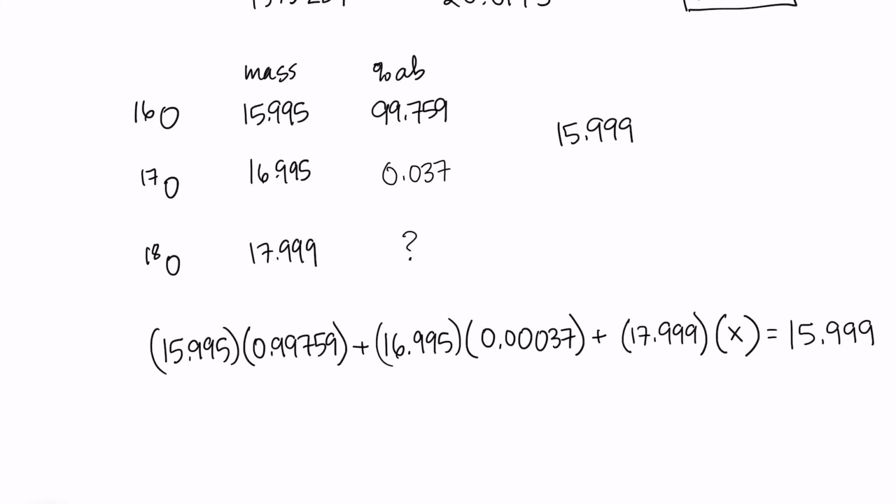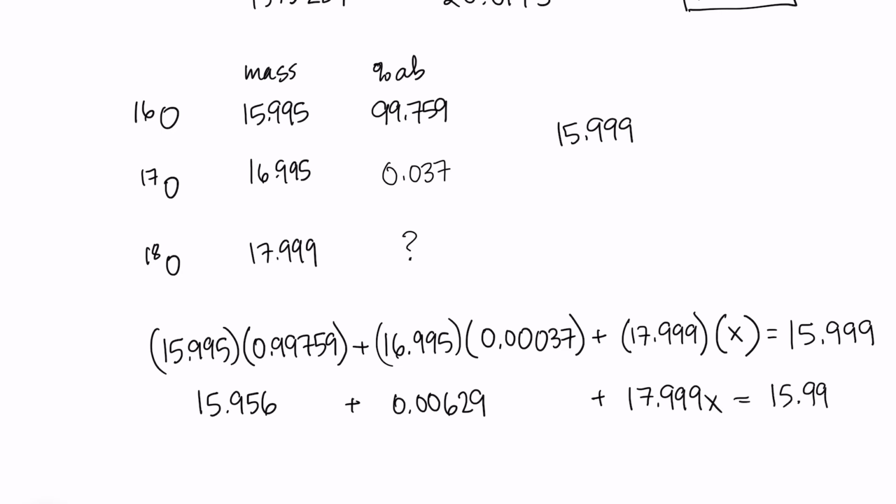So what I'm going to do is calculate these first two, 15.995 times 0.99759 gives me 15.956. 16.995 times 0.00037 gives me 0.00629. And then I'm going to have this number here that I can't get rid of, 17.999x, and all of that's going to equal 15.999.